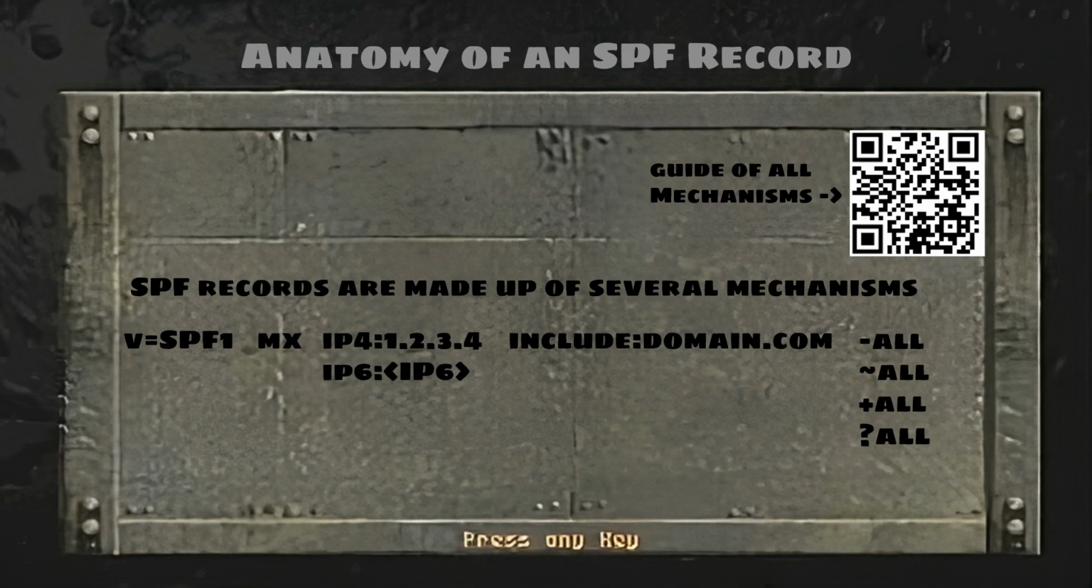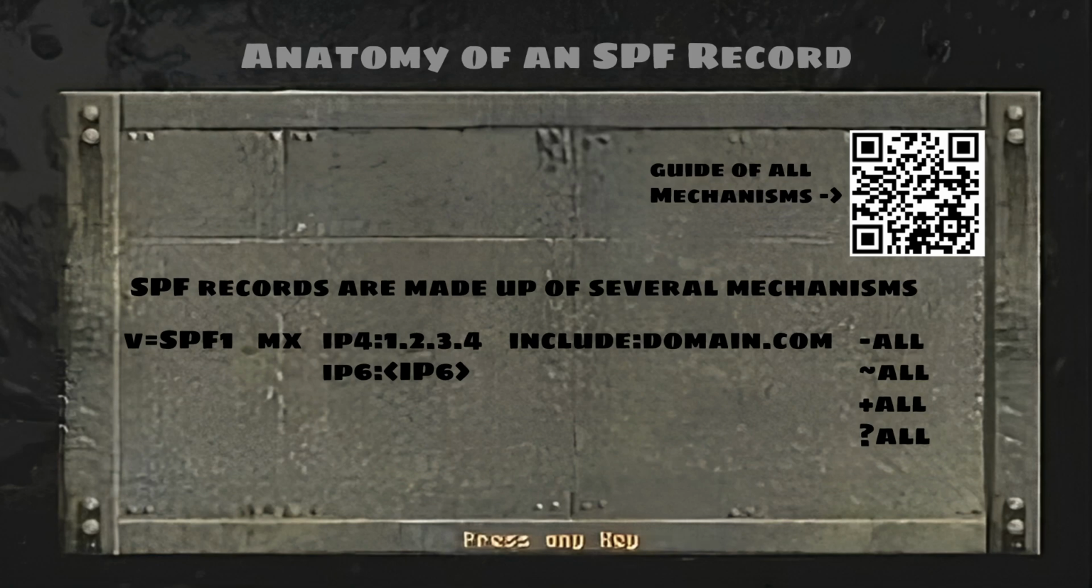If it doesn't match any of those, it then looks at this last mechanism to determine what it does with that email. Negative all means that it will fail. Everything that is not explicitly allowed will then fail. You have the plus, which will essentially pass everything that doesn't match any of the other records. Wouldn't recommend you do that because that kind of invalidates pretty much everything else in the record.